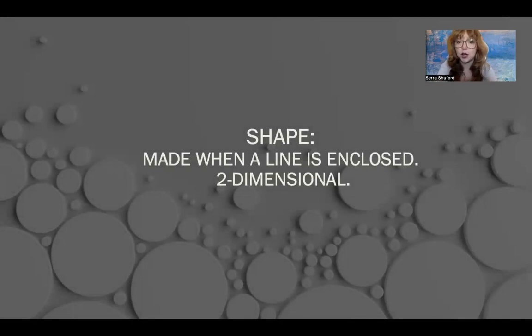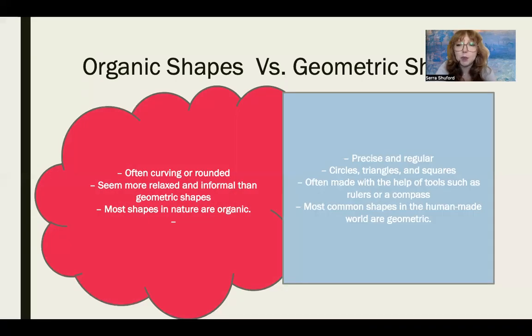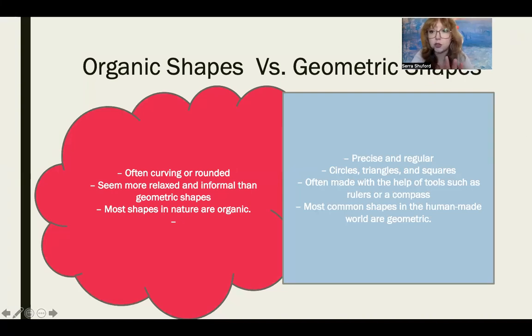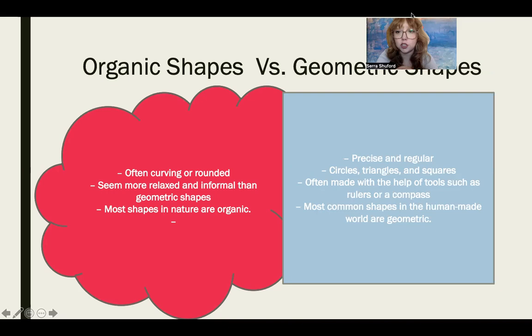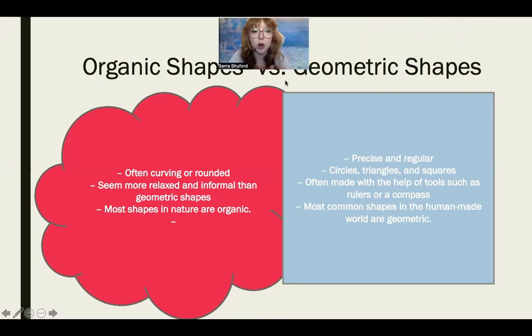So let's get started. Shape is when a line is enclosed and it is two-dimensional, so there's not a three-dimensional aspect to it. Shape is pretty easy to understand. We have two types of shape: organic and geometric shape. Our organic shape is often curving or round.